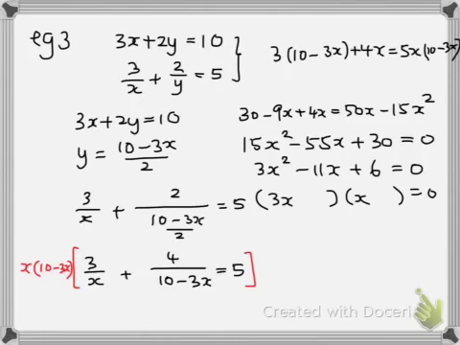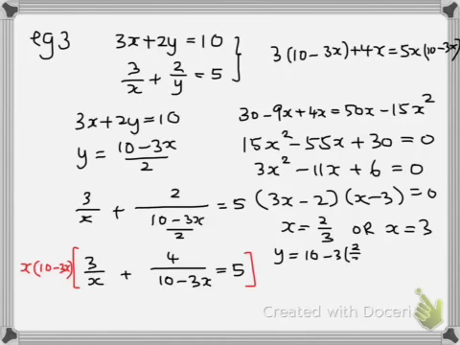So it must be 3 and 2, right? Okay, so x is now 2 over 3. So you're going to put it back there. So y equals (10 minus 3 times 2 over 3) divided by 2. Yes?